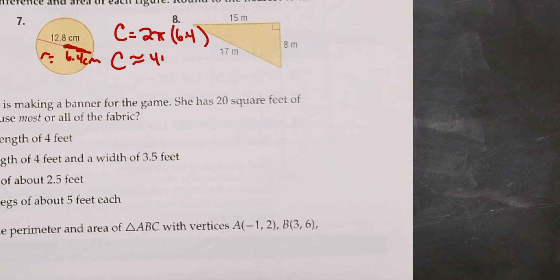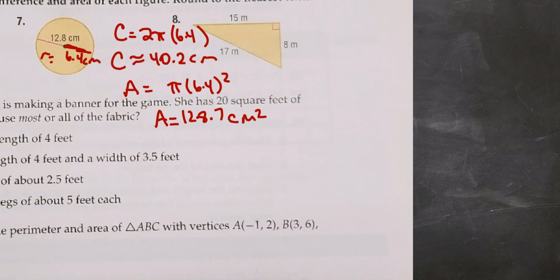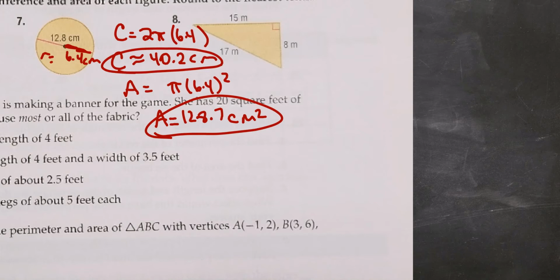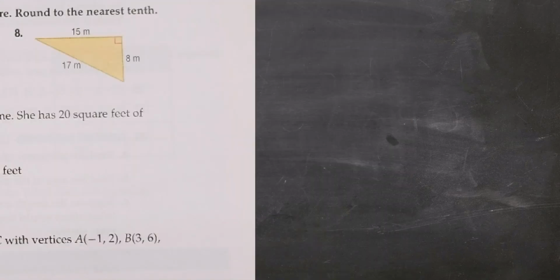40.2 centimeters. So don't forget your centimeters. Now your area, that's going to be equal to pi times 6.4 squared. So I have to put 6.4 squared first, then times by pi. So I type that in, I get my area is equal to 128.7. And don't forget your label, square centimeters. So guys, make sure you have your label for that one, your label for that one, and they're different. Okay? That's it.